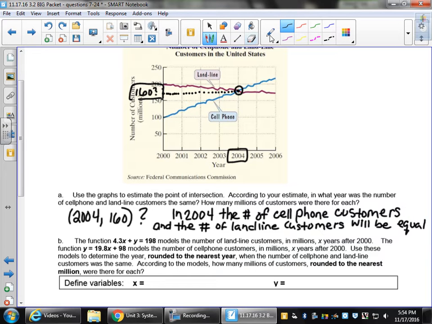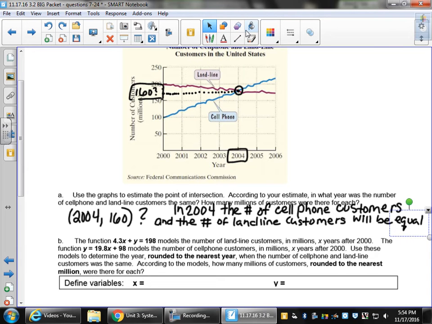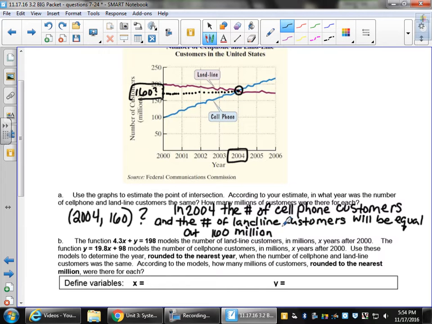Now the question I have for you before I finish writing the sentence is, what does 160 mean? If I look at the y-axis, it says number of customers in millions. So we'll be equal at 160 million people or customers. So this is our approximate answer.